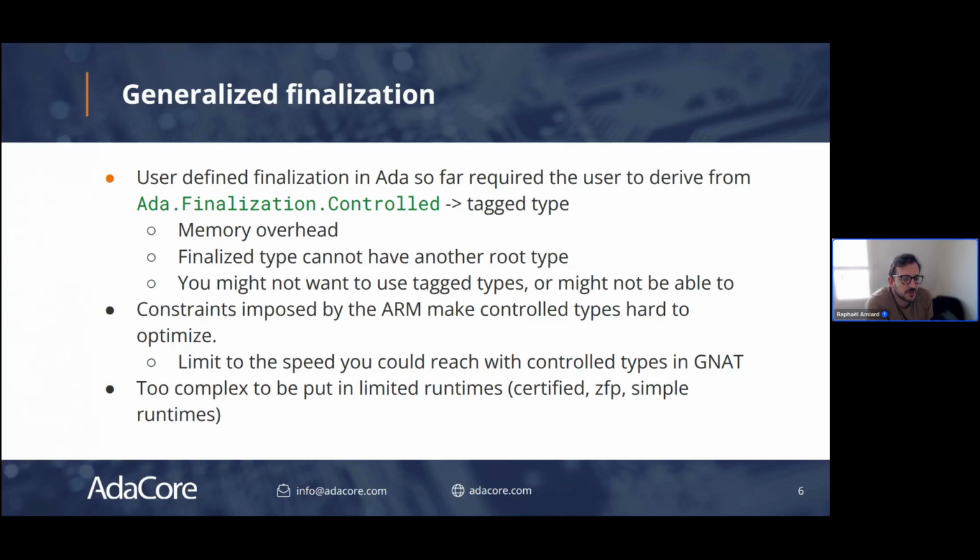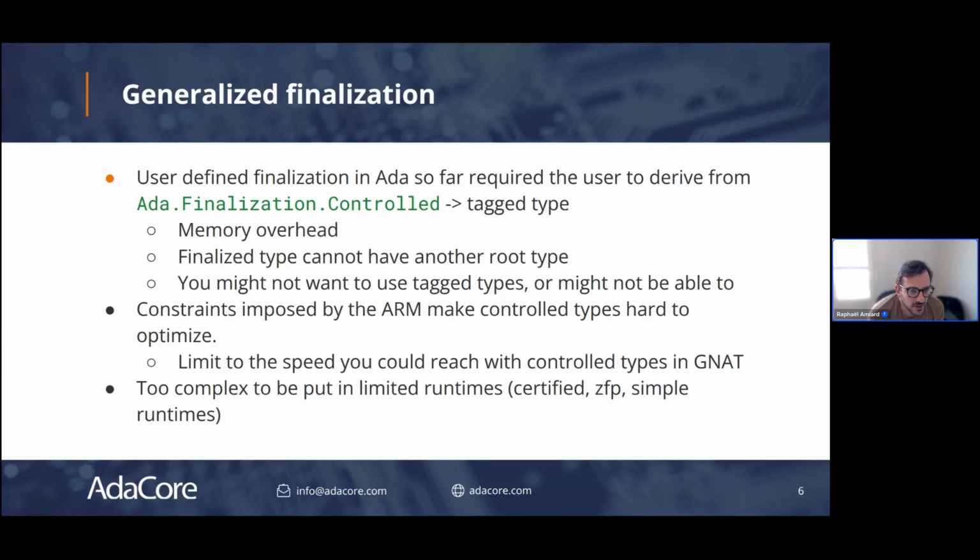So the first one is memory overhead of tag types, because you have some kind of memory overhead due to the header of tag types. The other problem is if you need to use tag types, you cannot derive from root type, another root type than control, which might pose design problems if you use tag types. And finally, and most importantly, you might not want to use tag types at all, or you might not be able to because of a coding standard. And in that case, you cannot have automatic finalization.